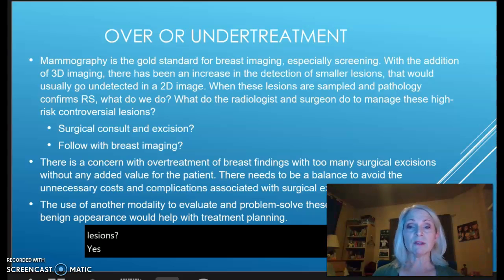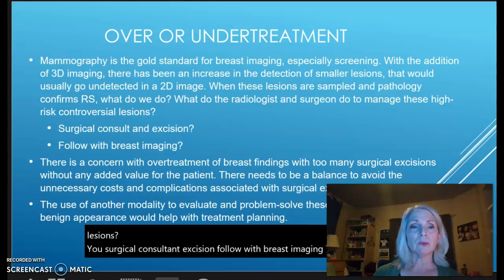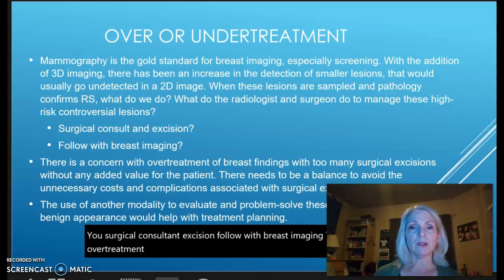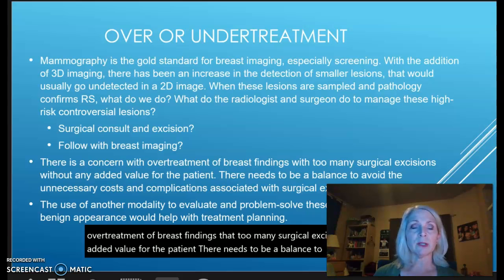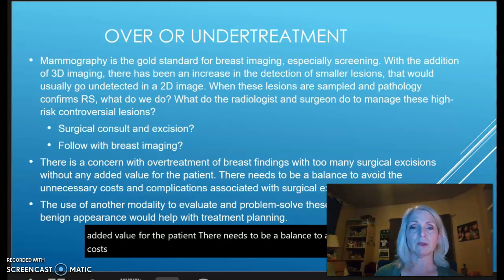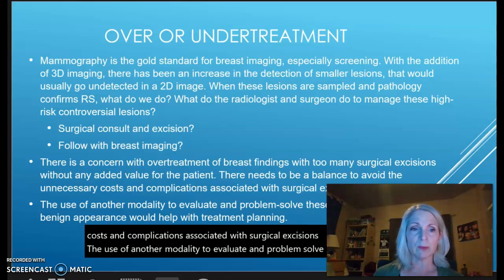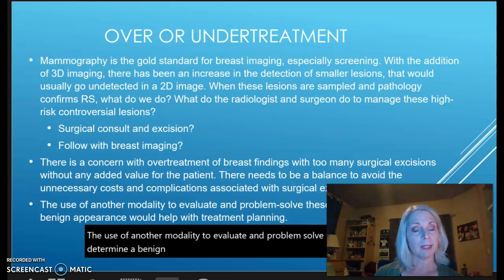Pre-surgical consult and excision? Follow with breast imaging? There is a concern with overtreatment of breast findings with too many surgical excisions without any added value for the patient. There needs to be a balance to avoid the unnecessary costs and complications associated with surgical excisions. The use of another modality to evaluate and problem solve these radial scars to determine a benign appearance would help with treatment planning.